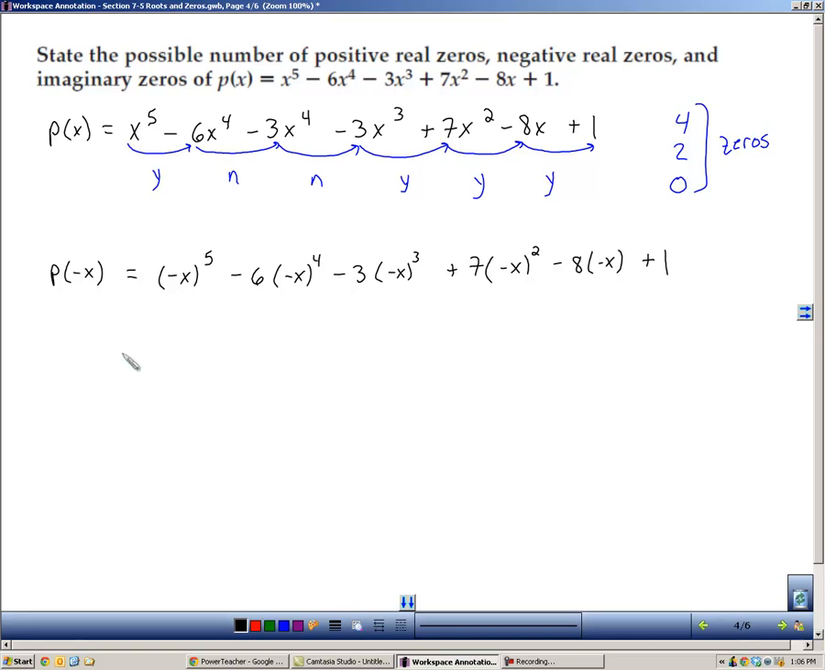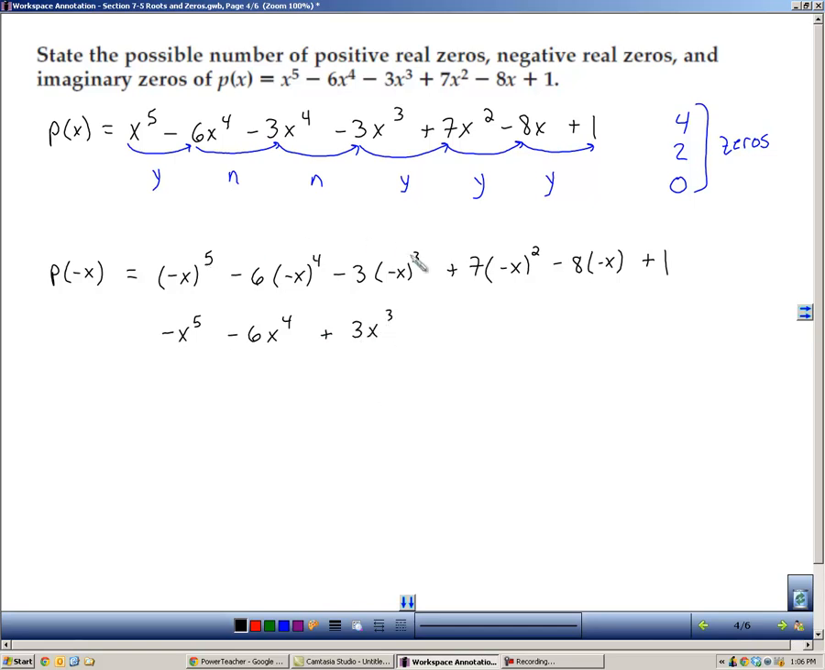The other part of Descartes' rule of signs says to put a negative x in for all the x's, so I'm going to simplify this. If I take a negative and I go to the 5th power, it ends up being negative. So that's going to simplify to negative x to the 5th. If I take a negative to an even power, that stays positive. But the 6 in front stays negative, so you end up with negative 6x to the 4th. Here this negative to the 3rd power goes negative, and then you multiply by the negative here, so we'll get a plus 3x cubed.